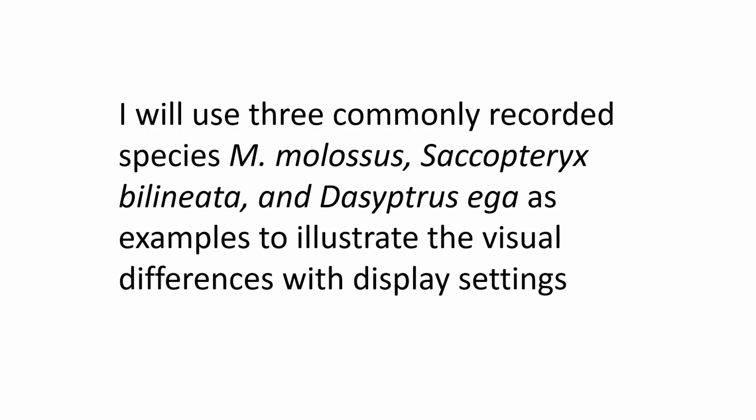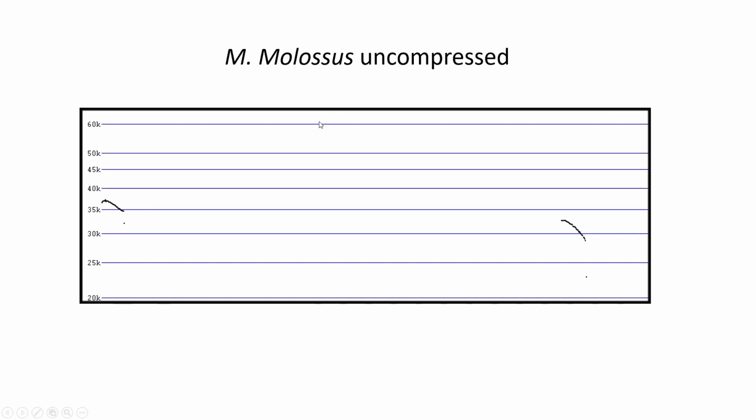To use this as an example, here are 3 commonly recorded species: our old friend Molossus molossus again, and we'll look at the Emballonurid Psyllopteryx bilineata and the Vespertilionid Dasypterus ega as examples to illustrate the difference. This is Molossus uncompressed. The time scale isn't displayed here, but it doesn't matter. This shows the long space between the pulses that the bat was emitting.